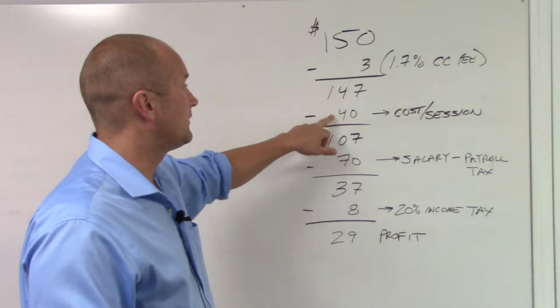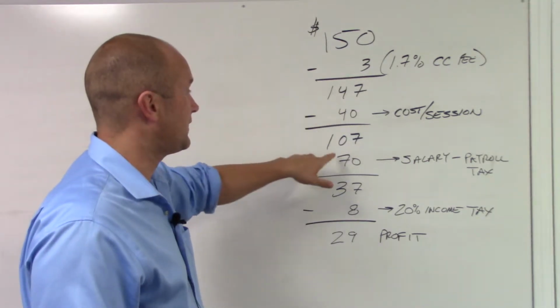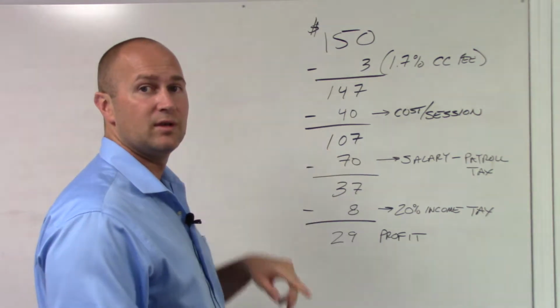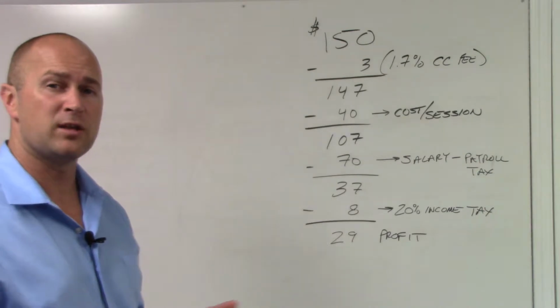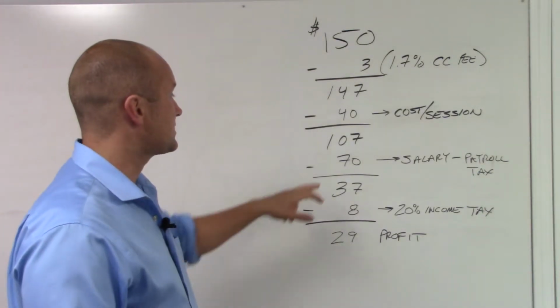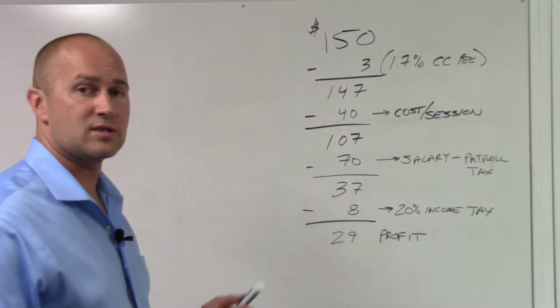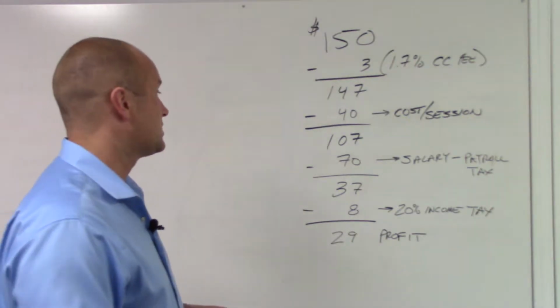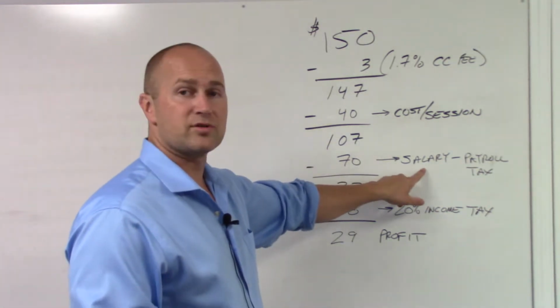So, if it costs $40 to treat a patient and pay the bills, then you subtract 40 from it. Now we're down to 107. Okay, so then from here, how much can you pay yourself? Let's say I want to pay myself $70 an hour. Each session's an hour treatment anyway. So if I take $70 out, that's maybe my personal salary.